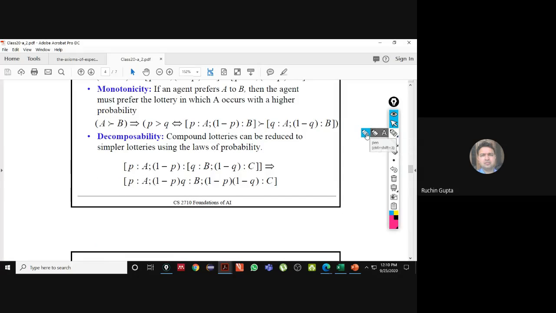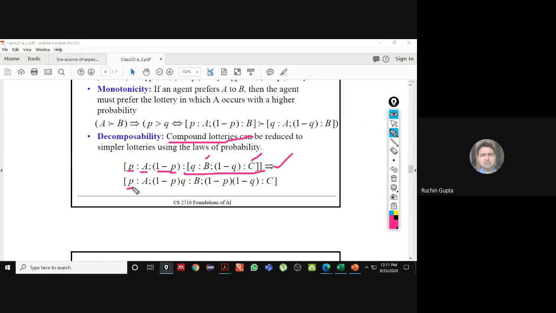Okay. So you see in the last rule, this is the rule for compound lotteries. So what is this compound lottery? You see one rule, probability P associated with A, and 1 minus P is the probability associated with this. And it is basically the combination of two things. There is outcome B and there is outcome C. So 1 minus P is further divided into Q and 1 minus Q. So this can be broken down into two simple probabilities like this.